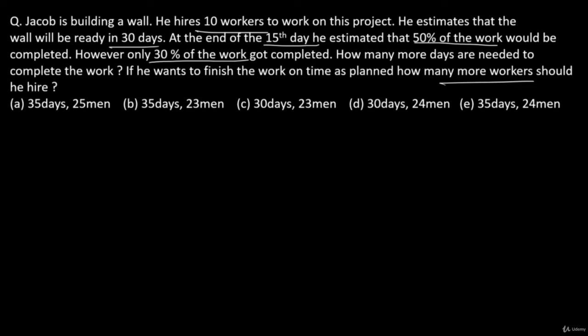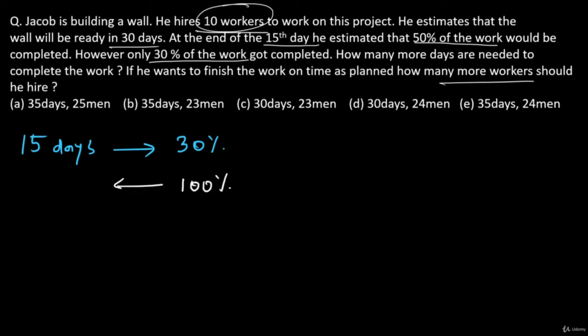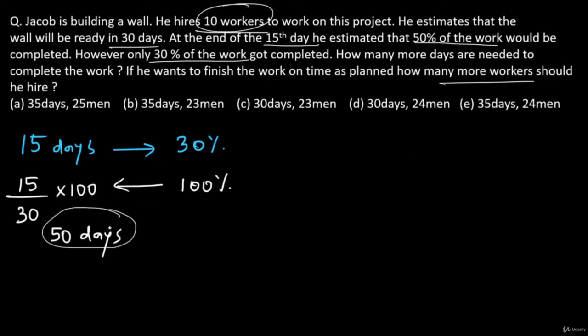Alright, we are back. I hope you have given it a try. Let's do it together. Now, in 15 days, only 30% of the work was completed, and there were 10 workers. Now, if you want to complete 100% of the work at the same rate, how many days would that take? That would be 15 by 30 into 100, which is equal to 50 days. So to complete the job, you would need a total of 50 days, and that is 50 minus 15, which is equal to 35 days more.